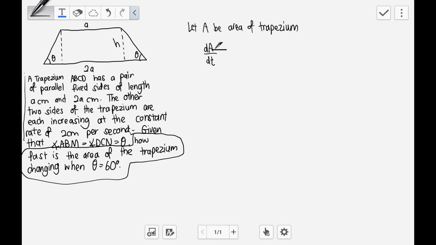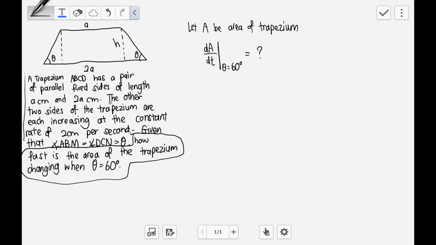dA over dt, and we always indicate with a vertical line, theta equals 60 degrees. So the first thing we can think of is the chain rule. How to get from here to here. But before that, this is what we want to find out. And what is it that we have? What are the clues that we have?